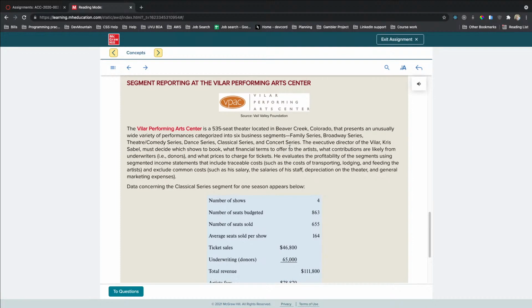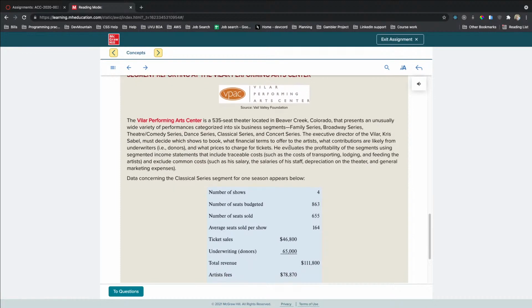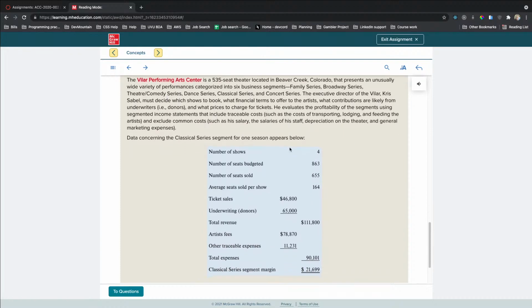Segment reporting at the Villar Performing Arts Center. The Villar Performing Arts Center is a 535 seat theater located in Beaver Creek, Colorado that presents an unusually wide variety of performances categorized into 6 business segments: family series, Broadway series, theater, comedy series, dance series, classical series, and concert series.